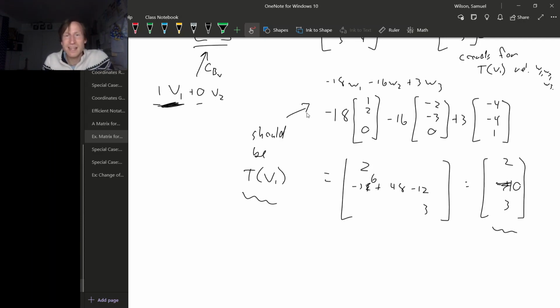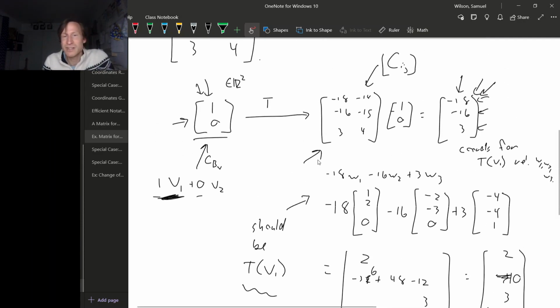So you can see that this C matrix is doing its job. It's taking coordinates relative to V and turning them into coordinates for the result of the transform relative to the W basis.